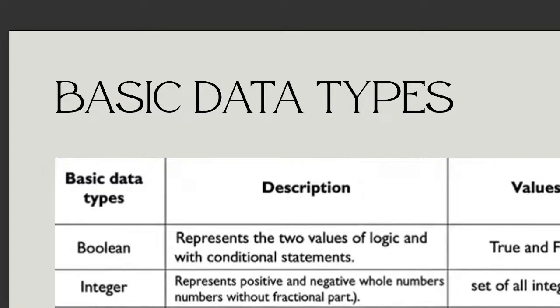Next, we talk about the basic data types in Python. First, we have Boolean. The representation for Boolean is bool, B-O-O-L, and the values it can take are true and false. Then we have integer, which is the set of all integers, and the representation is int. Then we have complex, which is the set of complex numbers, and the representation is complex. Then we have float, which contains floating point numbers, and the representation is float. Then lastly, we have string, which consists of a sequence of characters within quotes, and the representation is str.